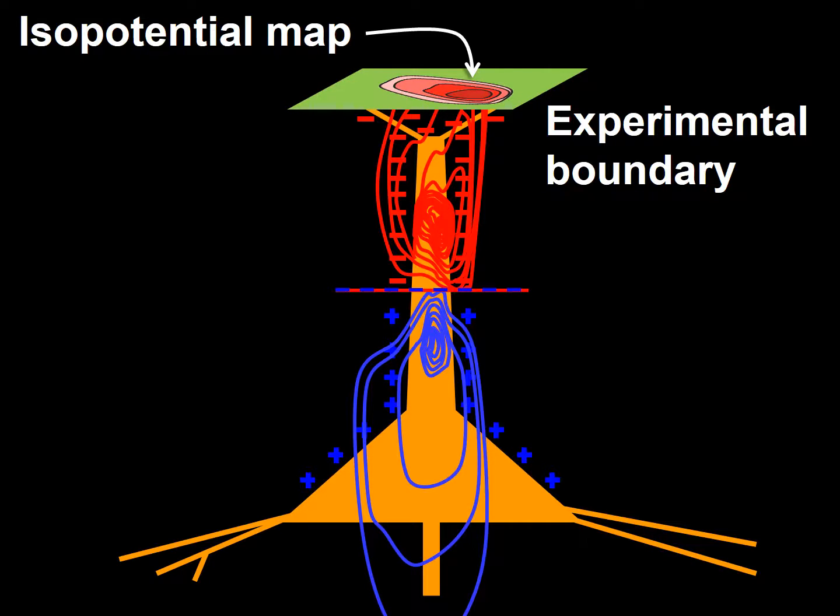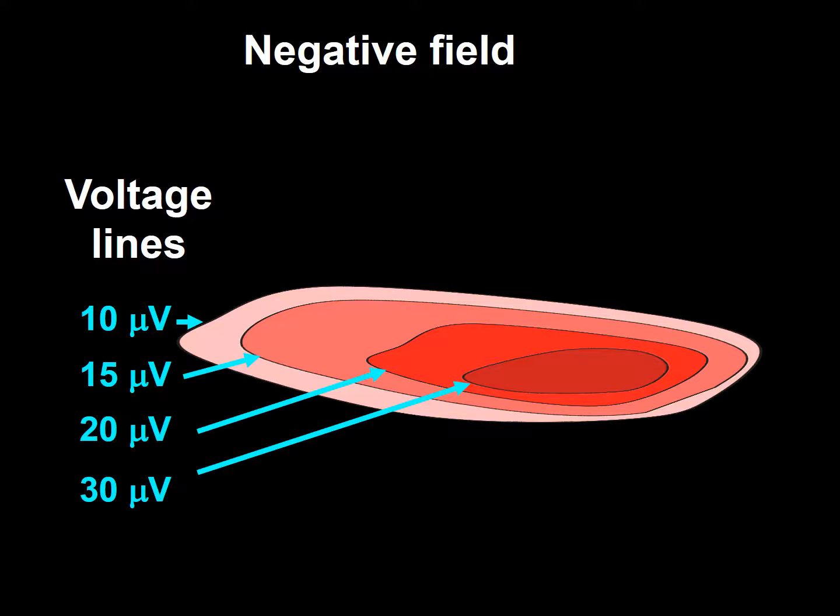But the isopotential map from single neurons can be detected and drawn experimentally. Here I have represented an isopotential map of a negative field. The map is an expression of the electrical field as represented on a boundary.